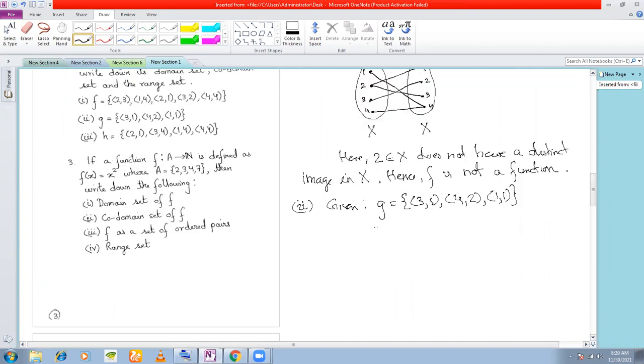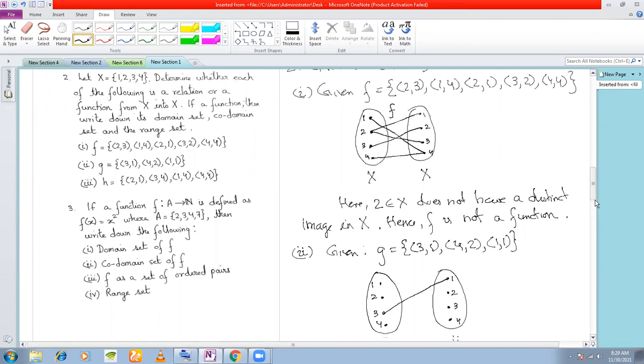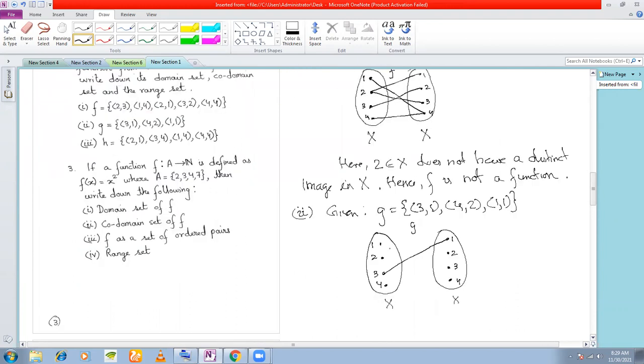Again, try to map the elements X into X. Later on, you won't even have to draw the diagram. Just by seeing, you will know, but because this is the starting, I'm drawing the diagram. 3 is being mapped to 1. And of course, you will have to write here F. Okay. And here, what is the relation here? G. So we'll write just the relation here. (4, 2) and (1, 1).